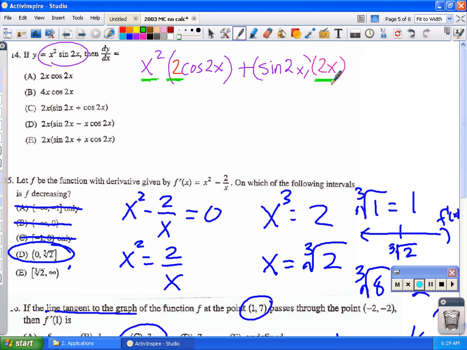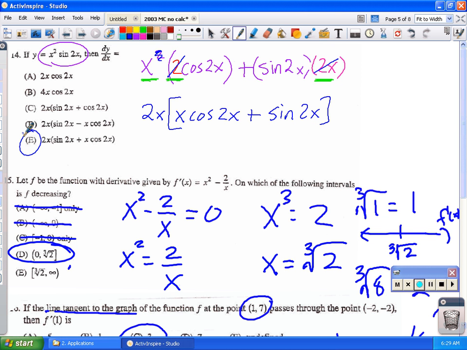So the greatest common factor that I can take out of that is a 2x. Now when I take a 2x out of the first term, it'll get rid of that 2, and it'll get rid of one of the x's, leaving me with x cosine 2x. When I take 2x out of the second term, I get sine of 2x. So number 14 is E.